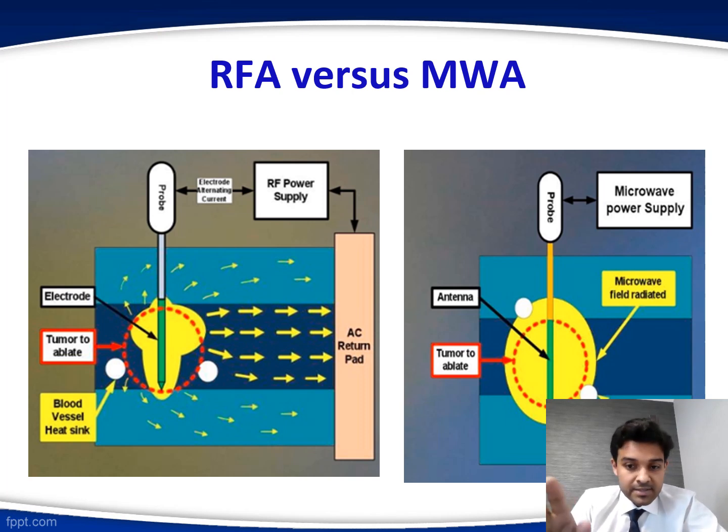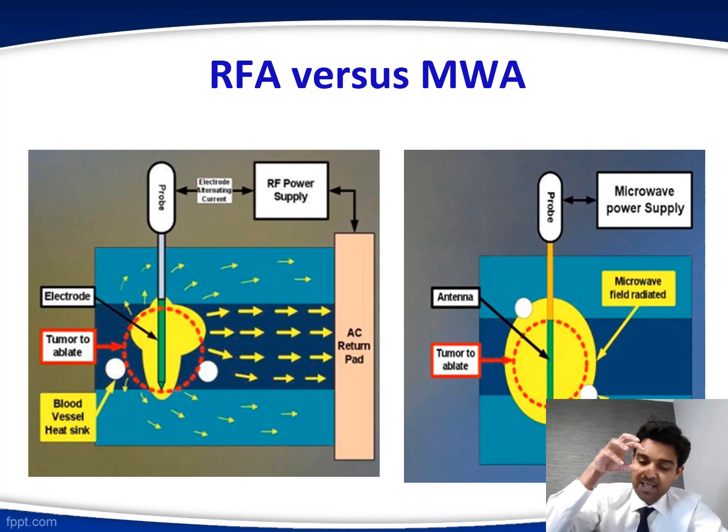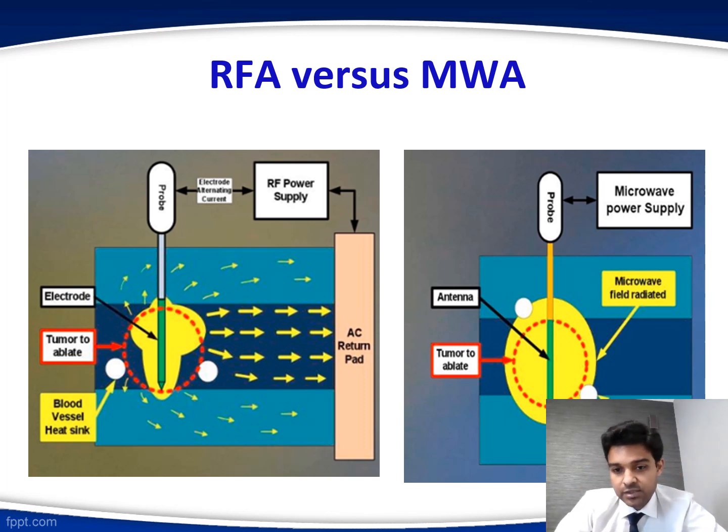Since the heat sink effect is attenuated in microwave, the heat does not dissipate or disperse along the blood flow. So there is more heat present at the zone. So there's a larger ablation zone, and that encompasses the entire tumor, and so more effective tumor ablation. So this is a basic difference between RFA and microwave when it comes to heat sink effect.